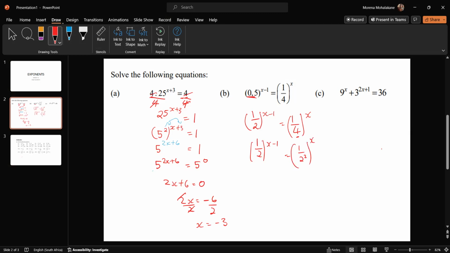Now, there's something that I want to explain here, because you'll be encountering these type of questions a lot from now till you matric. Say you have 3 exponent 4. So this is going to be 3 exponent 2 exponent 2.